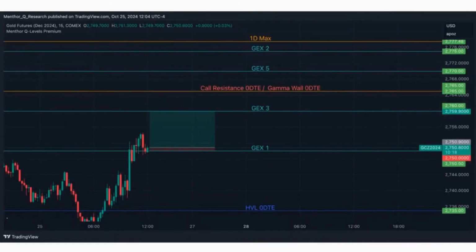For example, if we look at this example, let's imagine that you were thinking of a long position, and you have your GEX 3 as a target, and you have your GEX 1 as your risk management. So you could potentially plan your trade and your risk reward based on those two levels as well.